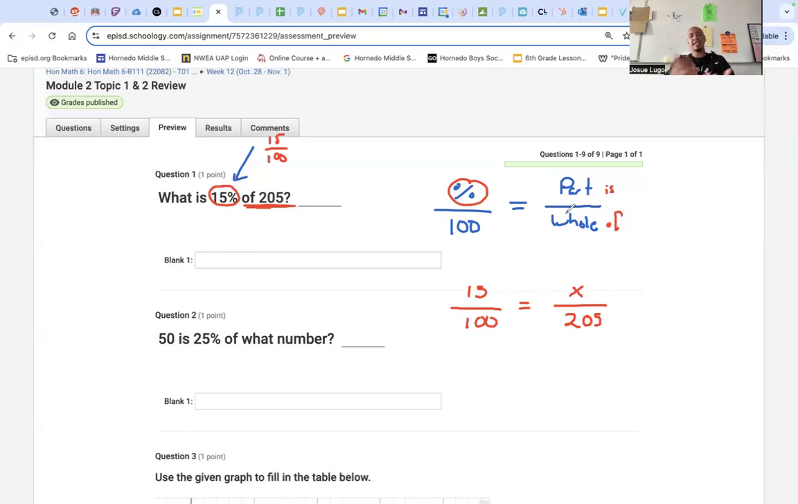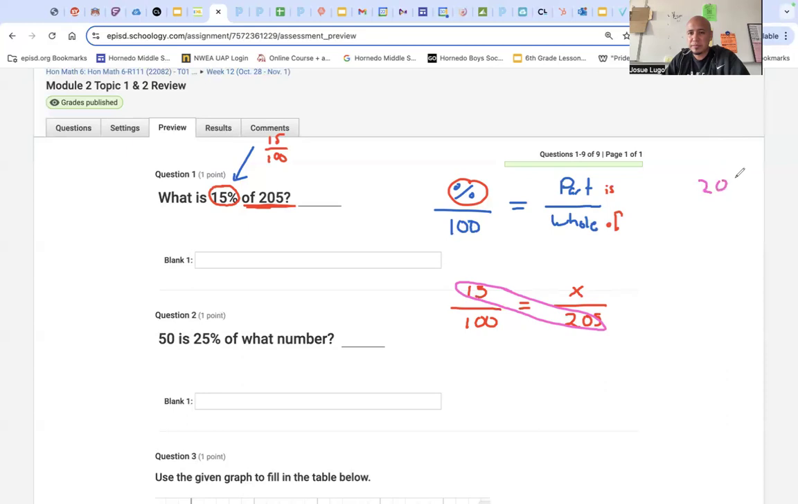And what's cool about setting it up this way, guys, is that while there's multiple ways of doing this problem, there are 2 steps that we talked about that always work. And those 2 steps are to cross multiply and divide. So what am I going to cross multiply? Well, you always want to cross multiply the numbers that you can actually multiply. For example, I cannot multiply 100 and x. So obviously I'm going to do 205 and 15. So let's go ahead and do that.